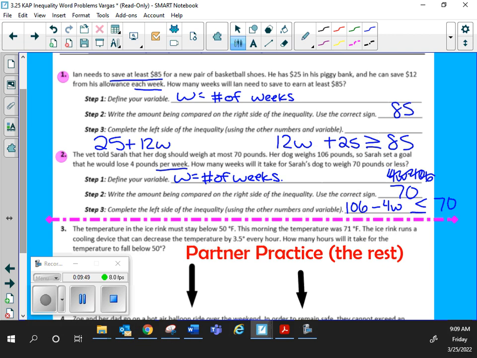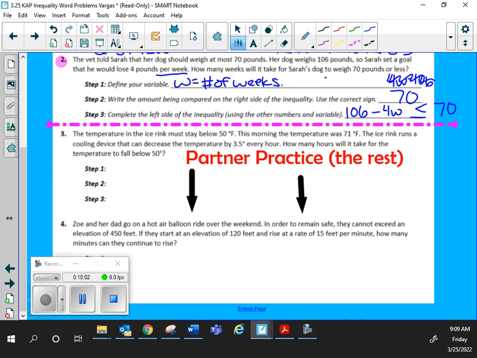Okay, so again, on questions like this, it's not always going to have these three steps, but they're questions to ask yourself. What are we trying to find? What are we comparing it to? And then how do I get there? Okay? So I want you to go ahead, take a few minutes, finish the rest of that page. We'll check it, and then I'll let you be free.